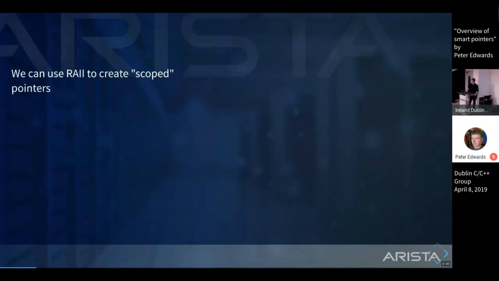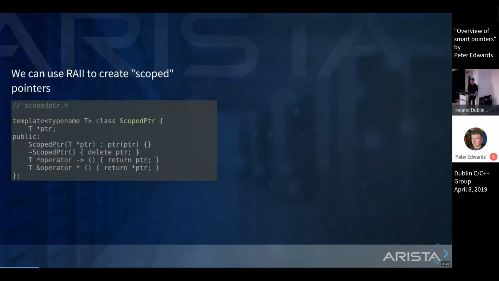The first thing we can do is use RAII to create a scope pointer. A scope pointer is basically just a wrapper around a raw pointer. So we can see you have a raw pointer here, and the only thing this really gives us is that when the scope pointer is deleted, it deletes the object that it's holding onto as well. We just override the member access operators and the dereferencing operators, so this pretty much just acts like a real pointer.